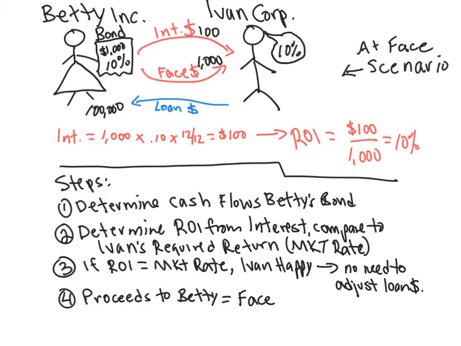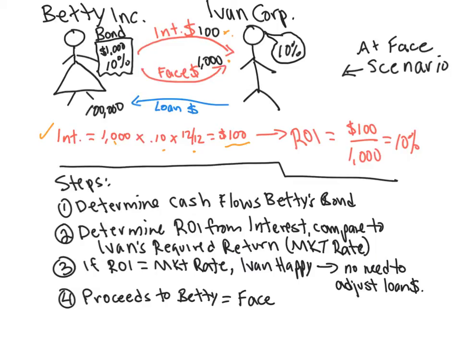So here it is. The first step is really to figure out the cash flows, which we just did. We know that from the calculation of the interest, there's a $100 interest payment based on $1,000 principal, 10% interest rate, and it's 1 year. So the payment at the end of the year for the interest payment to Ivan will be $100, and also another $1,000 comes as a return of face to Ivan.